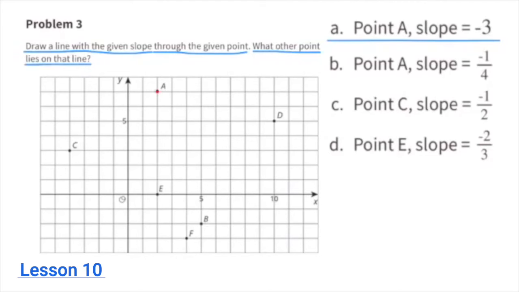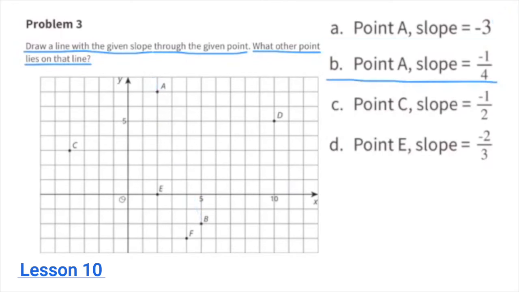First, I need to locate point A, and since it has a slope of negative 3, that means the rise is negative 3 and the run is 1 unit to the right. I can plot more points by going down 3 and to the right 1. Down 3 and to the right 1. Here I can see that point B is also on this line. Here's a look at the line with the negative 3 slope.